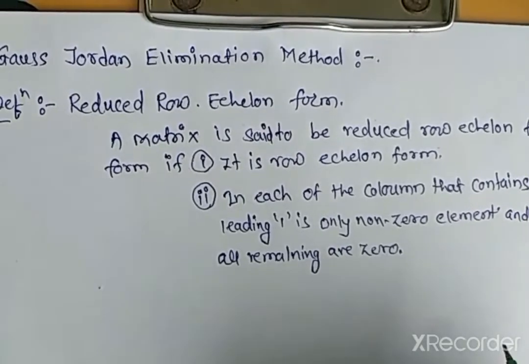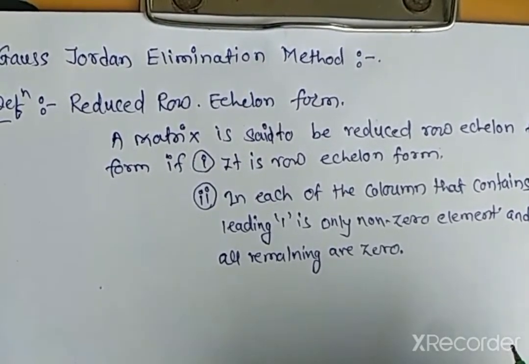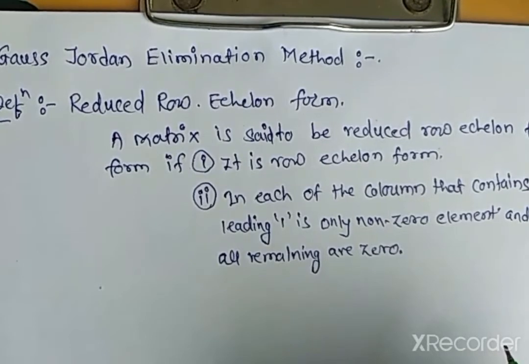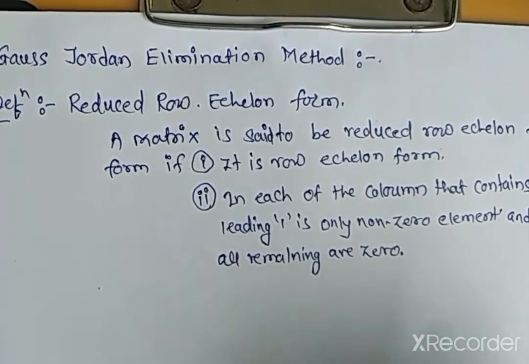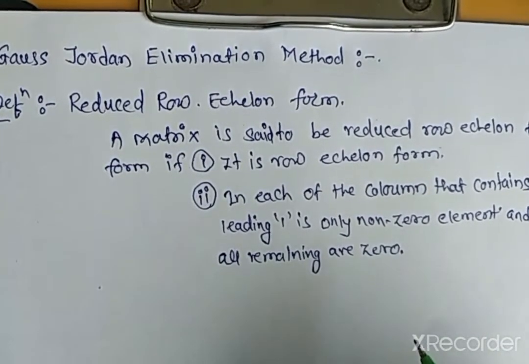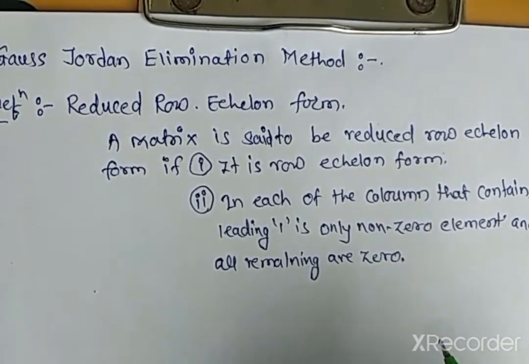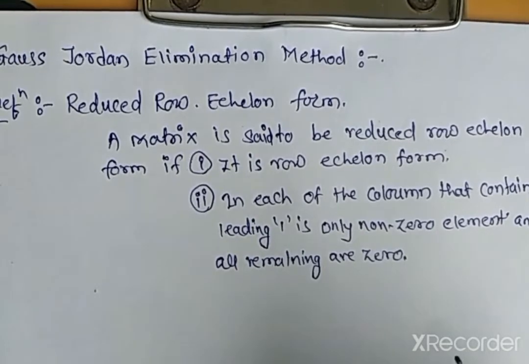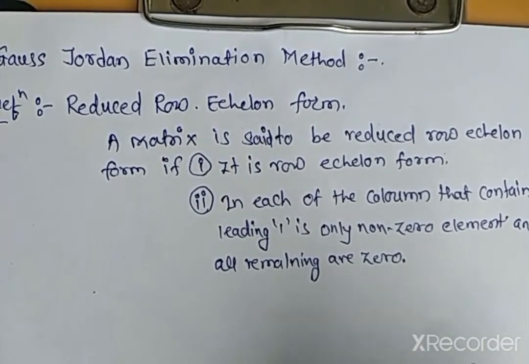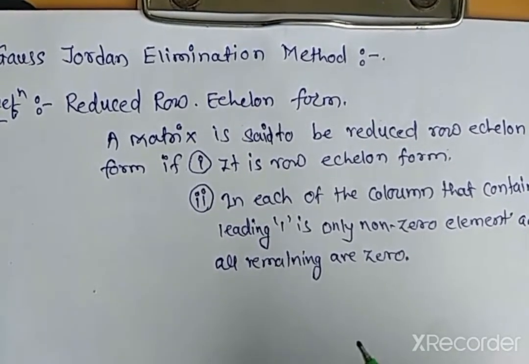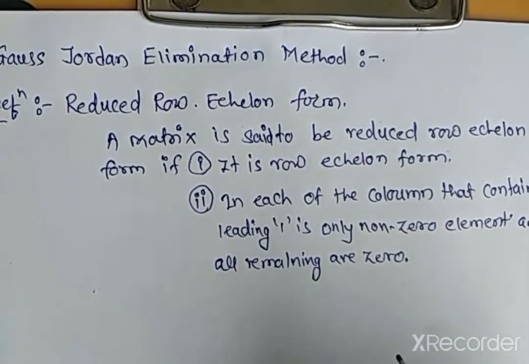Hi everybody. Today we are going to study the Gauss-Jordan elimination method in systems of linear equations. To first study the Gauss-Jordan elimination method, we require a definition of reduced row echelon form. In the Gauss elimination method, we studied the definition of row echelon form. Now we are going to study reduced row echelon form.